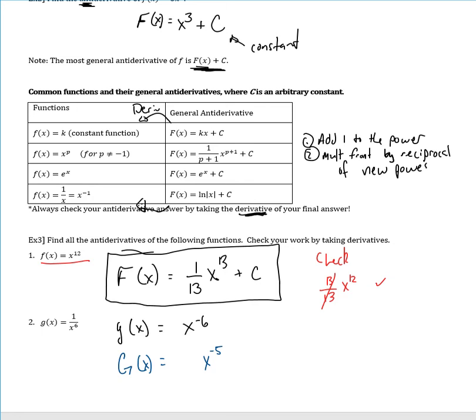And then multiply by the reciprocal of this new power, which would be 1 over -5 like that. However, I'm going to erase the negative down below. Typically, we'll just put it in the front or in the top like that. And then still plus our constant c. And there we go. So that is our antiderivative.